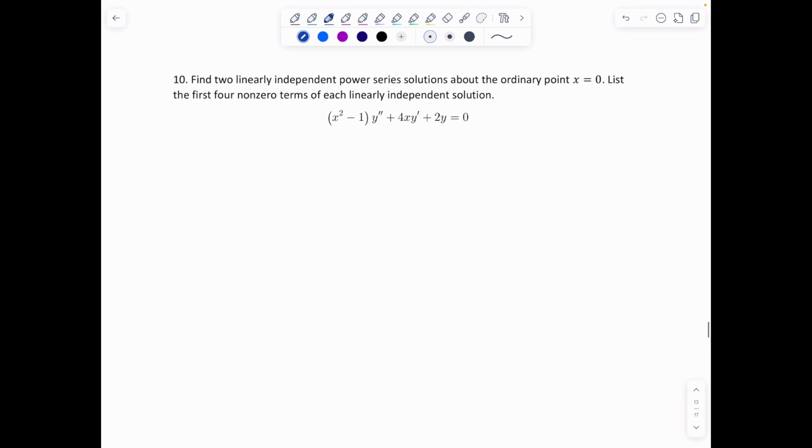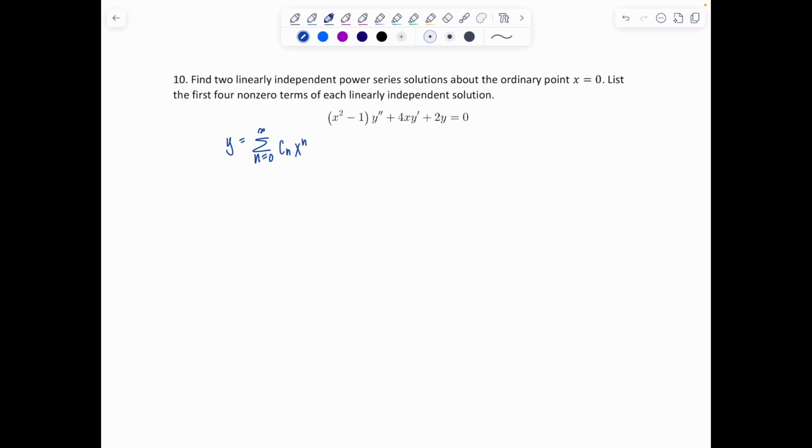Find two linearly independent power series solutions about the ordinary point x equals 0. List the first four non-zero terms of each linearly independent solution. So here we have (x squared minus 1) y double prime plus 4xy prime plus 2y equals 0. We're just finding a solution around an ordinary point x equals 0. So we're going to assume a power series solution of the form y equals the sum from n equals 0 to infinity of c sub n times x to the n.